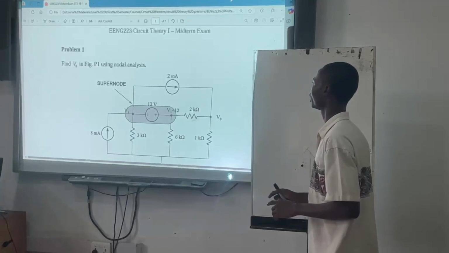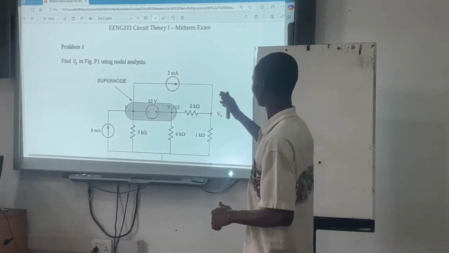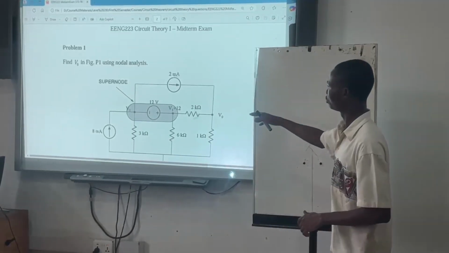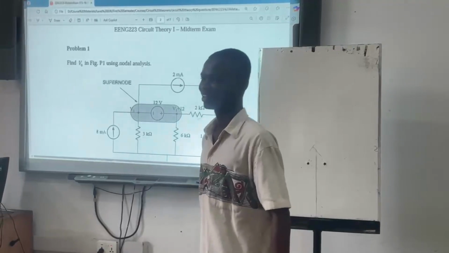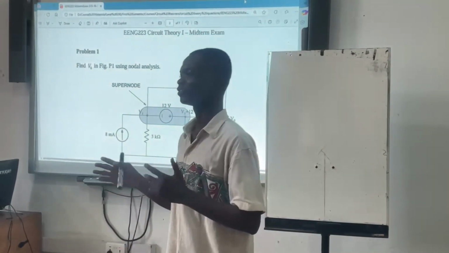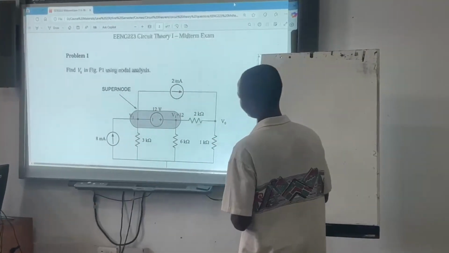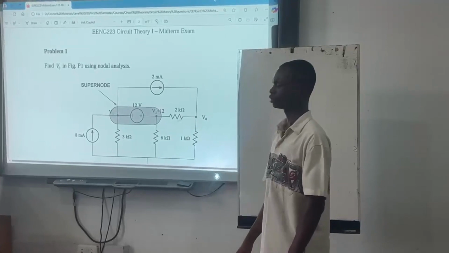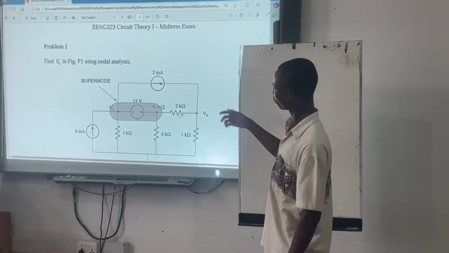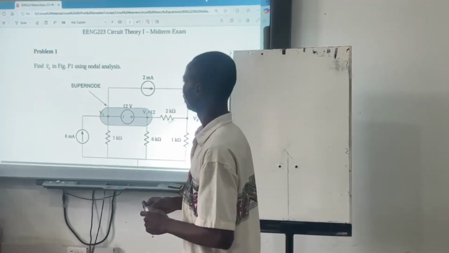It wants us to find V naught using nodal analysis. So it's very simple, right? When I say it's very simple, I mean it's simple. And the examiner has done some work for you, identifying the supernode for you. So if this is the supernode, then we are going to solve the question straight away.